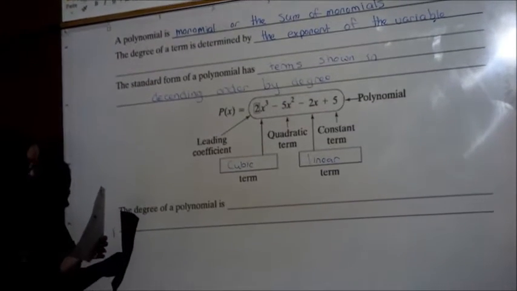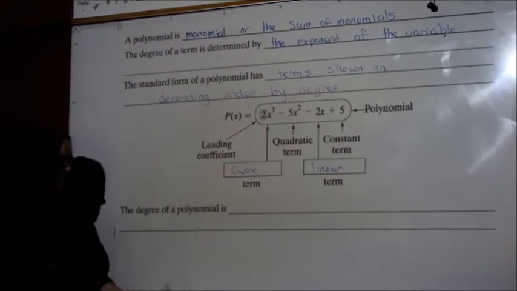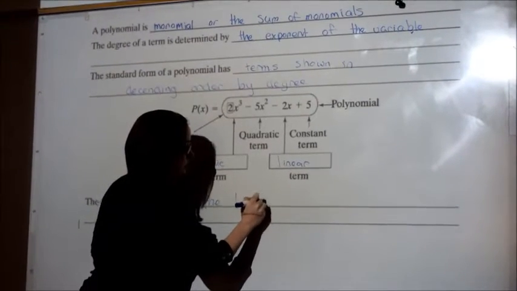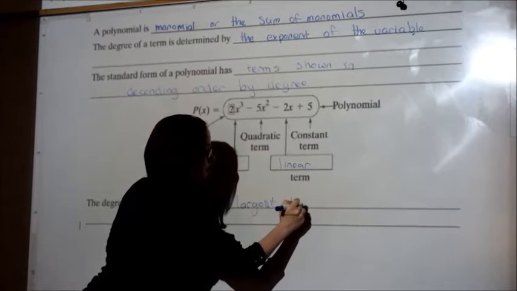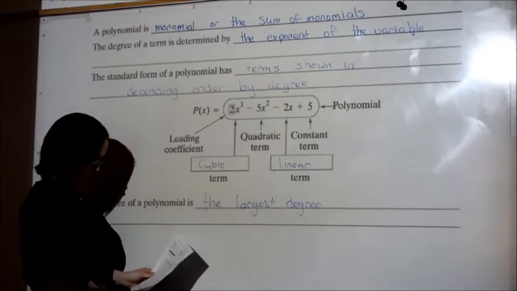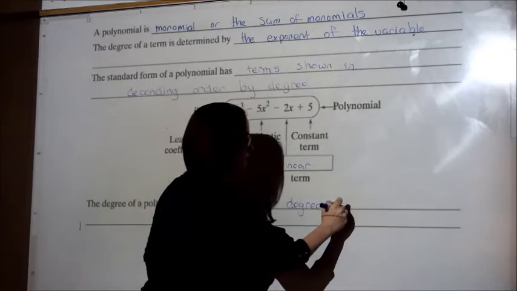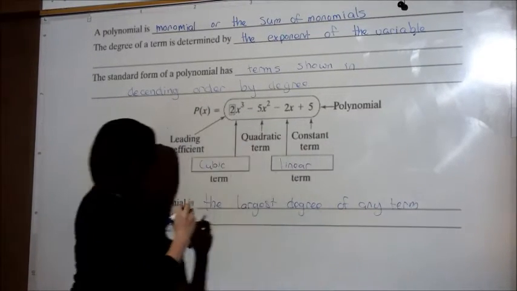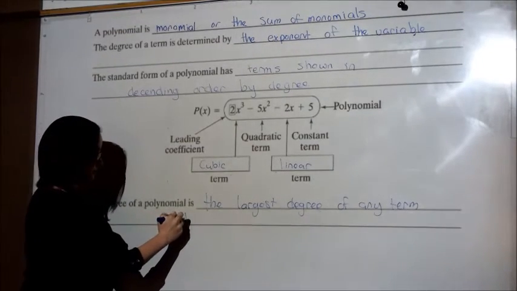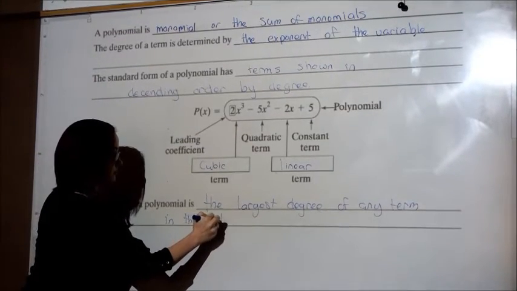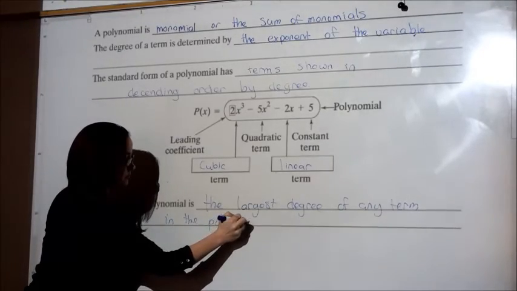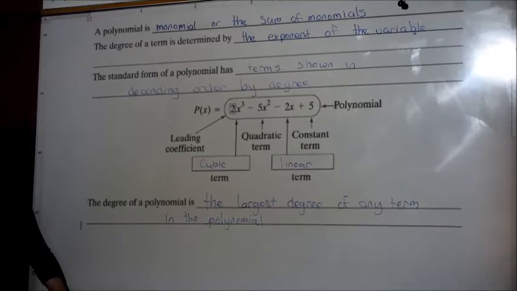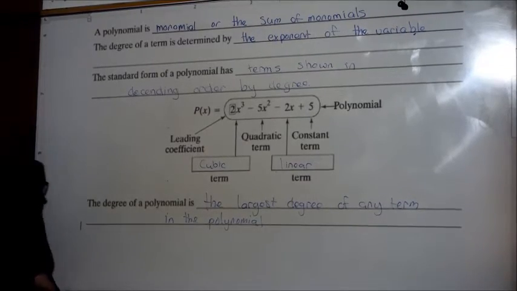The degree of the polynomial is the largest degree of any term in the polynomial. So in this case, it's a cubic. Okay.